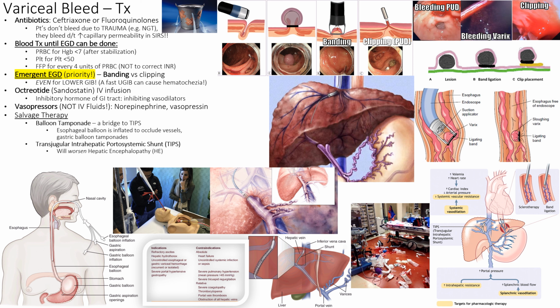Either way, vasopressors. That's usually our priority. We don't give fluids for this person because all the fluids are going to make their way to the portal circulation. So giving fluids and blood is not great. We should be giving vasopressors, right? I think some examples are norepi, vasopressin.